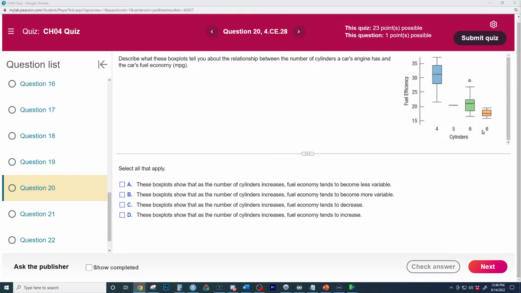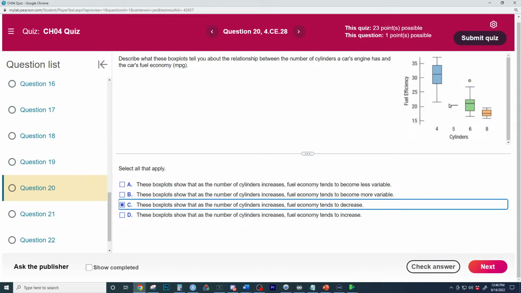And you generally see a pattern right here that as cars get more cylinders, their fuel efficiency goes down. Didn't know that. Maybe it's fake data. Maybe it's real data. These box plots show that as the number of cylinders increases, what do we notice right here? The fuel economy tends to decrease. That is true. Median generally decrease, going down right there on the medians.